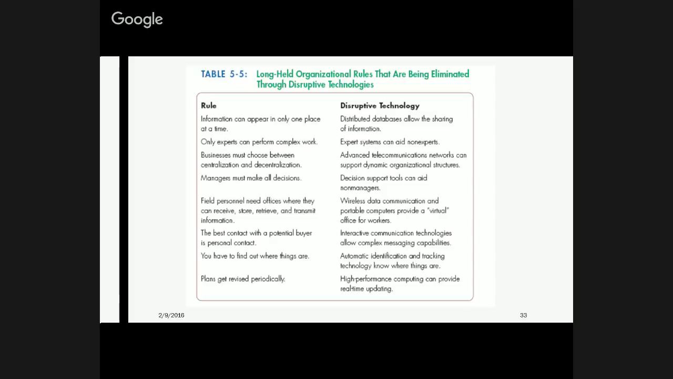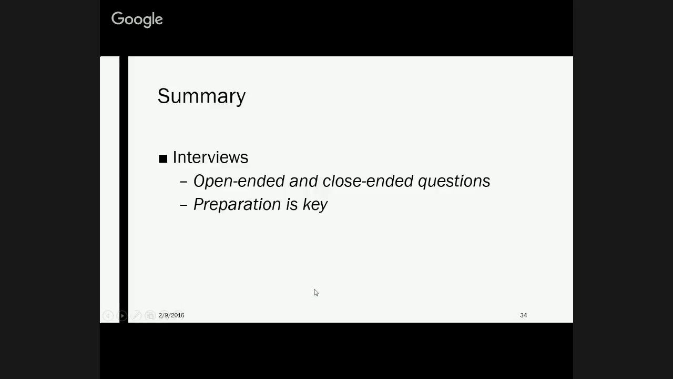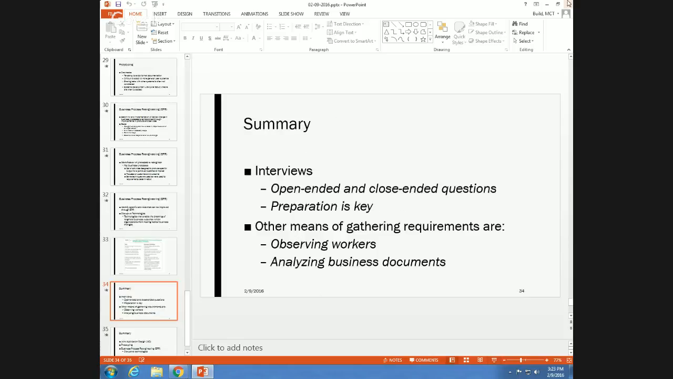They have some examples here. I think these are kind of weak. So rule: information can appear in only one place at a time, like in one database and no one can access it. The disruptive technology would be to distribute this. These, like I said, are looking at business processes. I'm more interested in the specific technologies. So summary, we'll leave that until next time.